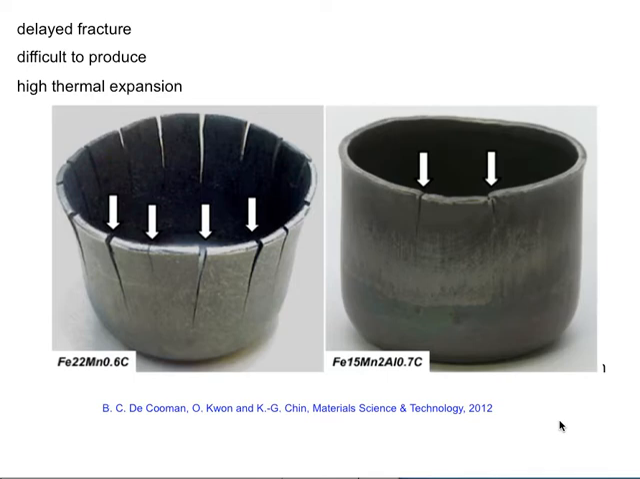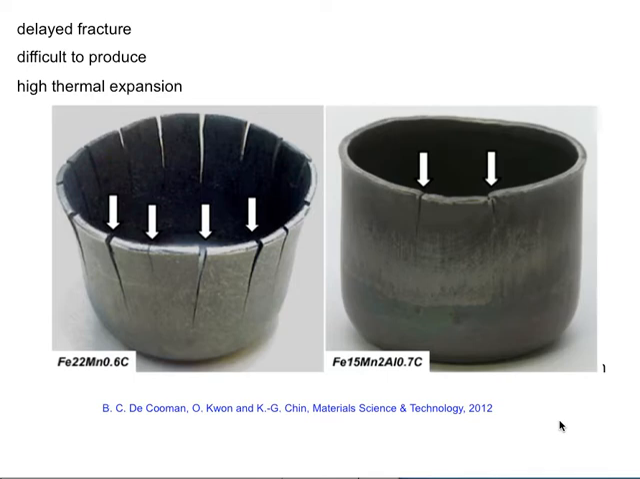Now, when these steels were first invented, a major problem was discovered, because we want to form things. When you formed the material, a 22 manganese and 0.6 carbon alloy, one of the tests for formability is that you make a cup out of it, and it shouldn't show any cracks. And sure enough, it doesn't show any cracks, but you leave it there for a while and it breaks up.